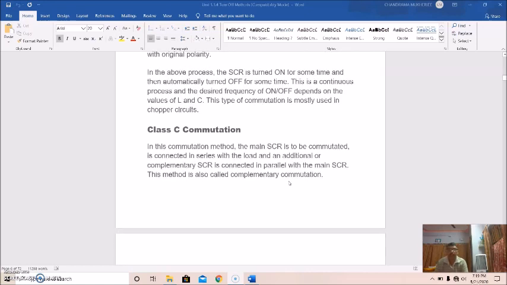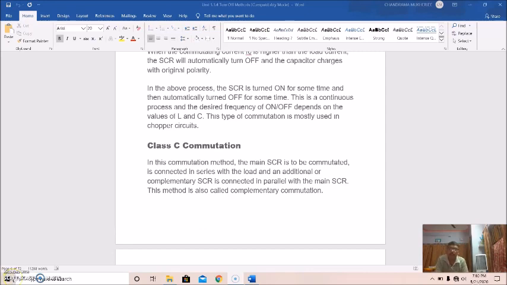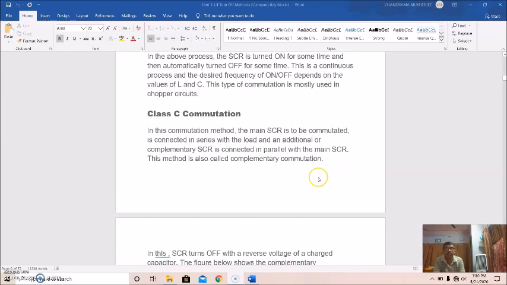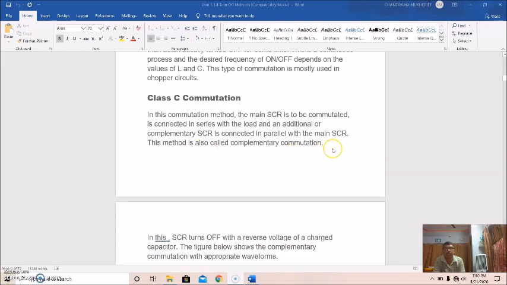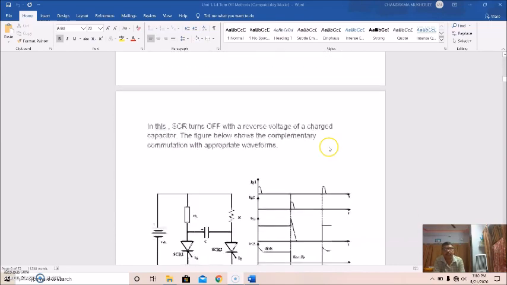So now we will discuss class C commutation. In this type of commutation, the main SCR is connected in series with the load, and an additional or complementary SCR, SCR2, is connected in parallel with the main SCR. So that's why this method is also called complementary commutation.